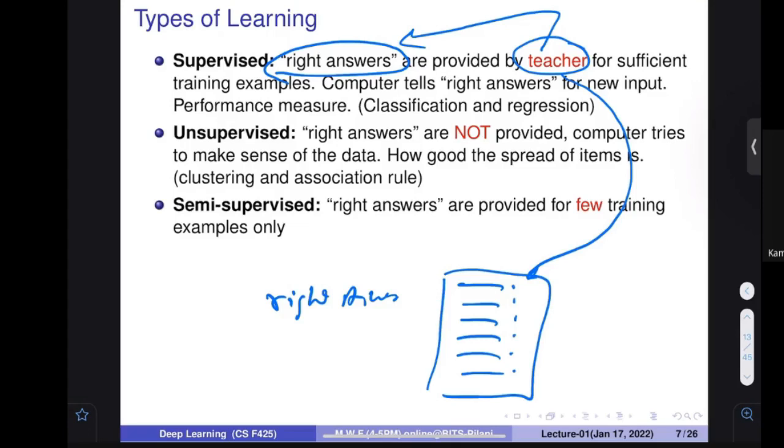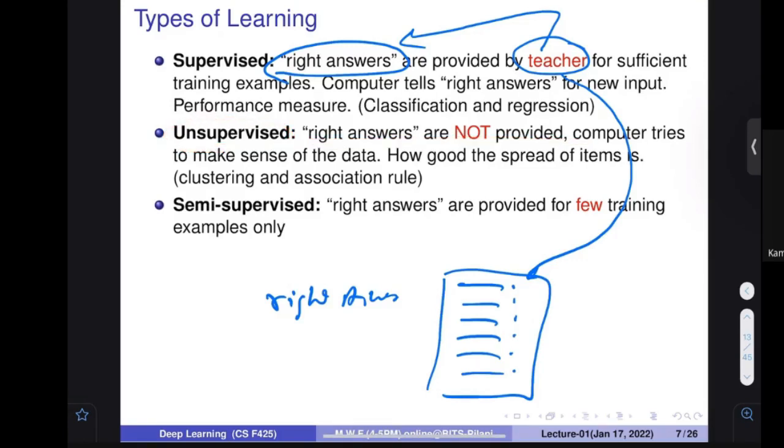It has multiple applications, for example, if you want to classify something, various classifiers come into this category. Then comes another category of problem, called the unsupervised one. In the unsupervised setting, right answers are not provided.